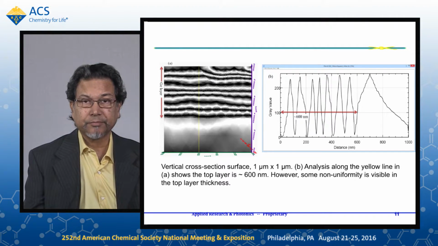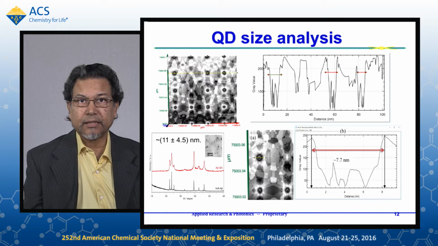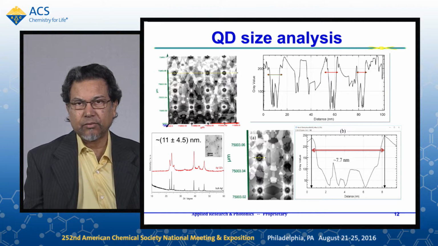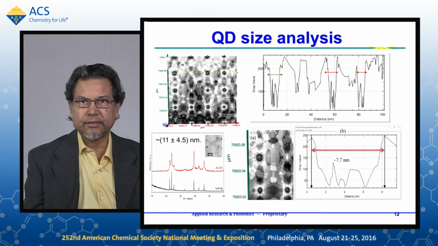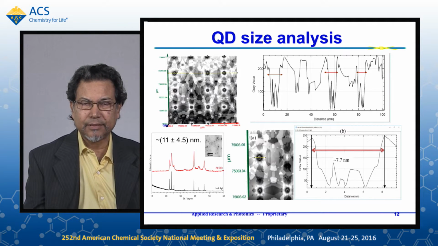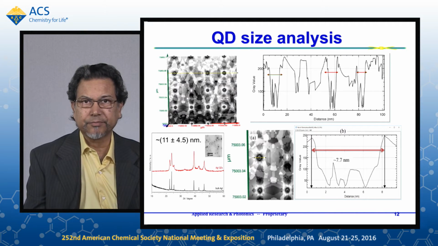Here is another example of imaging quantum dot samples. The quantum dot with TEM was found to be 11 plus or minus 4.5 nanometer. In our measurement, only one quantum dot has a size of 7.7 nanometer, which is in the range of what the TEM has given. We did not do the statistical analysis. Doing statistics might improve the agreement.